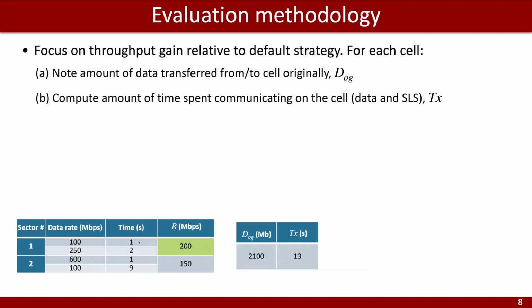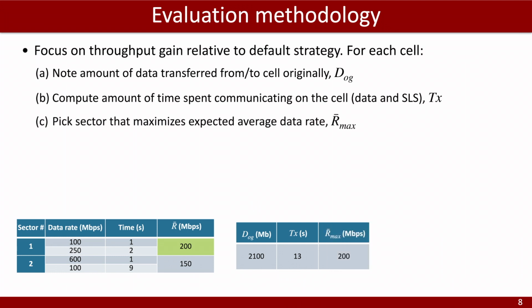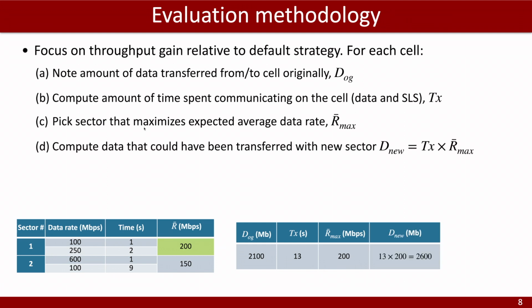In this particular example, we have a total of 1 plus 2 plus 1 plus 9, which gives us 13. Then we pick the sector that maximizes the expected average data rate, which in this case is sector 1, and take note of that rate, which is in this case 200. Now we can compute the amount of data that could have been transferred if we had used the best sector all the time, by multiplying the time by the expected average data rate. In this case, we multiply 13 by 200, giving us 2600 megabit of expected data transfer.